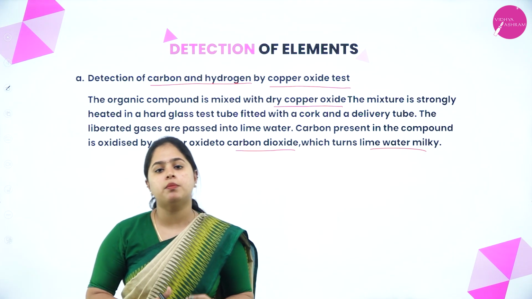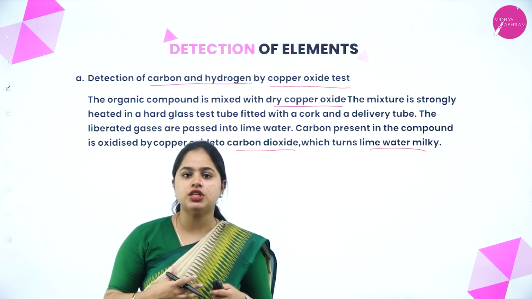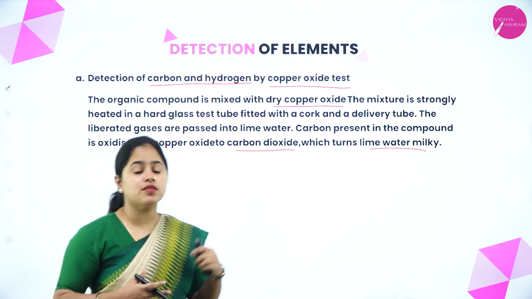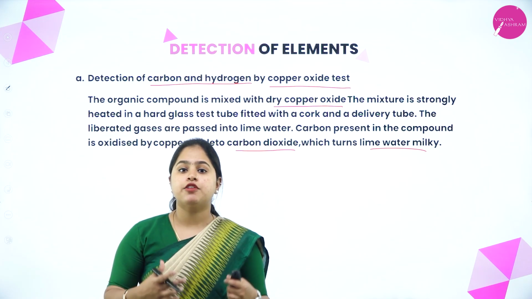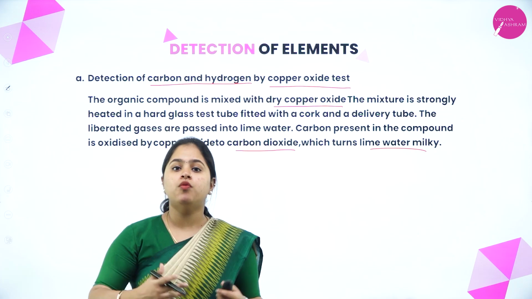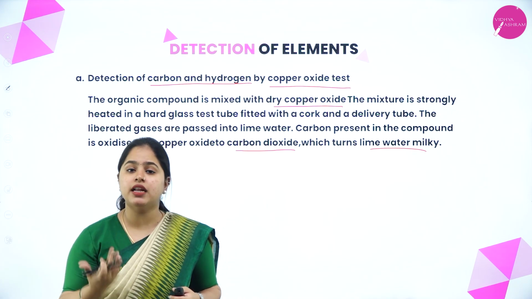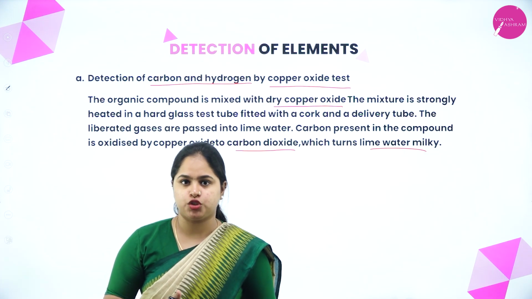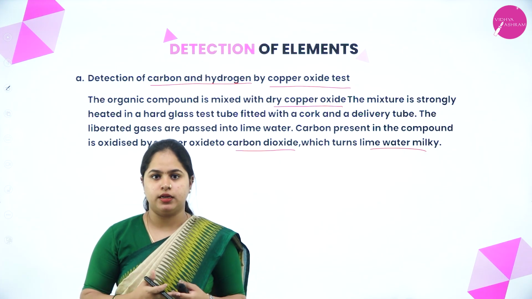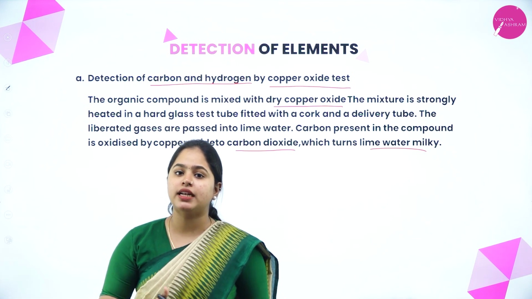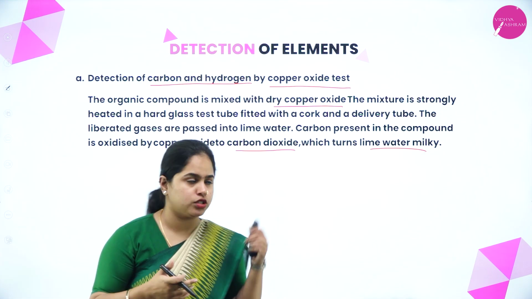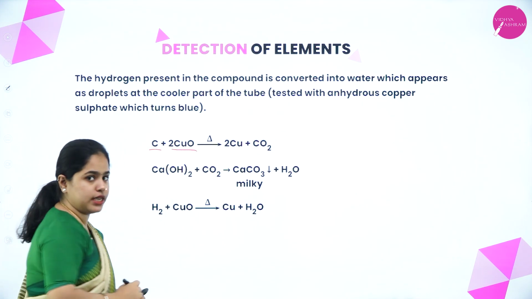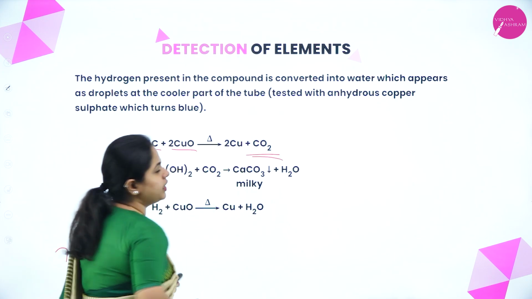And how do we confirm the presence of hydrogen? When hydrogen is also present in the organic compound, when it reacts with copper oxide, it forms water. Now, when the water reacts with anhydrous copper sulfate, it forms copper sulfate pentahydrate, CuSO4.5H2O, which has a blue color. Based on this, we can detect the presence of carbon and hydrogen. So let's see in detail. When carbon reacts with copper oxide, it produces carbon dioxide.